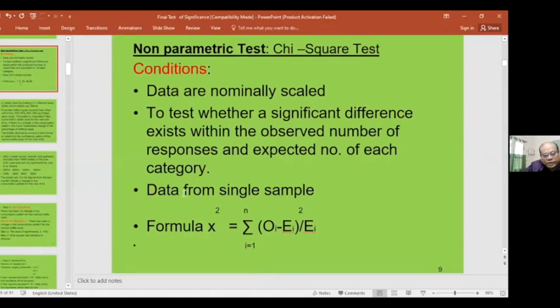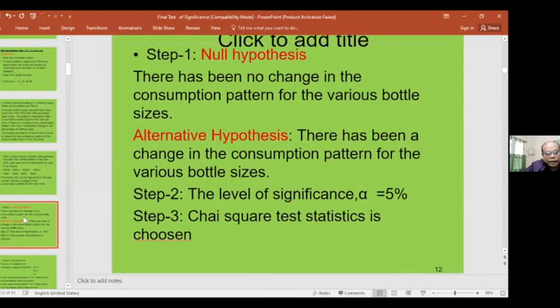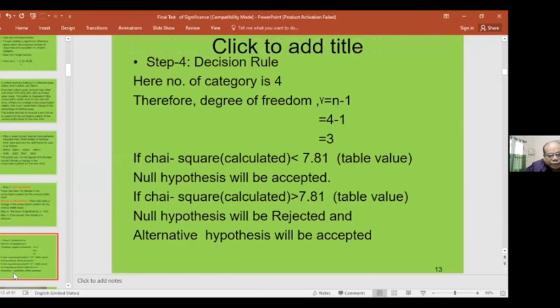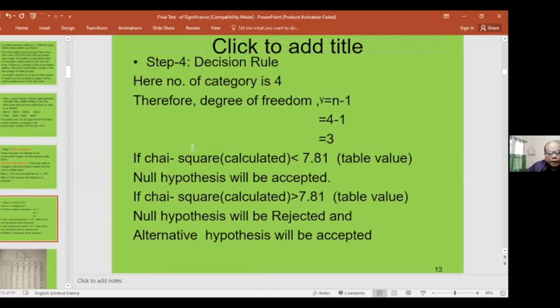So this is a single sample, single data, and it fits chi-square. So chi-square is chosen. Now the decision rule. Here degree of freedom, in the case of a contingency table, is R minus 1 into C minus 1. Otherwise, degree of freedom is N minus 1 always.